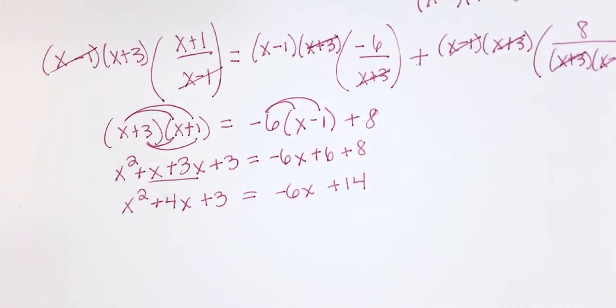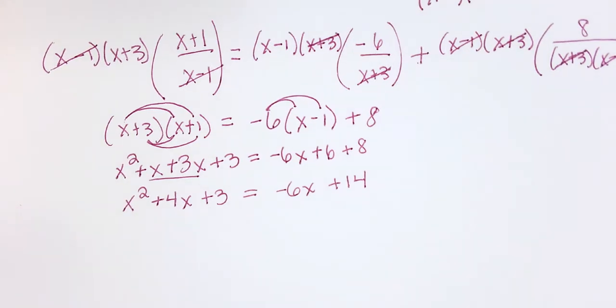At this point, we notice that this is a quadratic equation. It's quadratic because we have an x squared as our highest exponent on the variable. So we have a square there with our variable. Our process for solving quadratic equations is to set it equal to 0 and then factor.